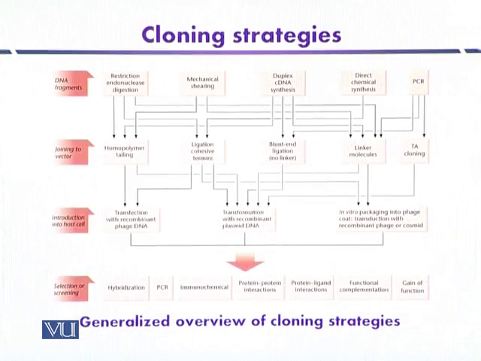This diagram gives a generalized overview of cloning strategies. As I told you, 4 basic steps are required for cloning. First step is to isolate DNA fragments. And for this purpose, to generate DNA fragments, different techniques are available. The most suitable one is to use restriction endonucleases. So the source DNA can be digested with appropriate restriction enzymes to produce discrete DNA fragments.